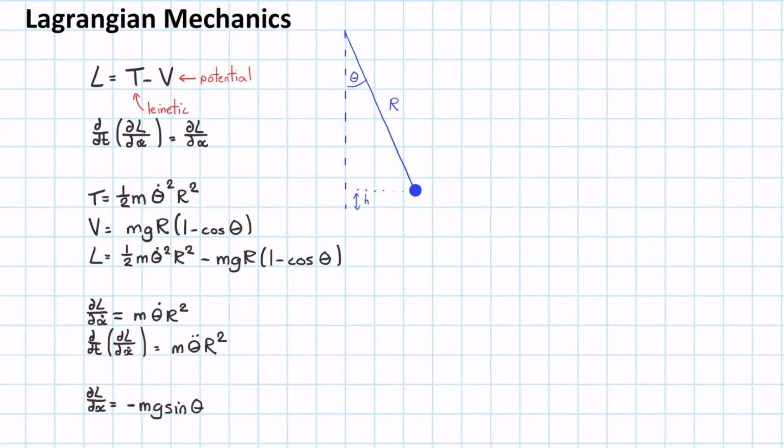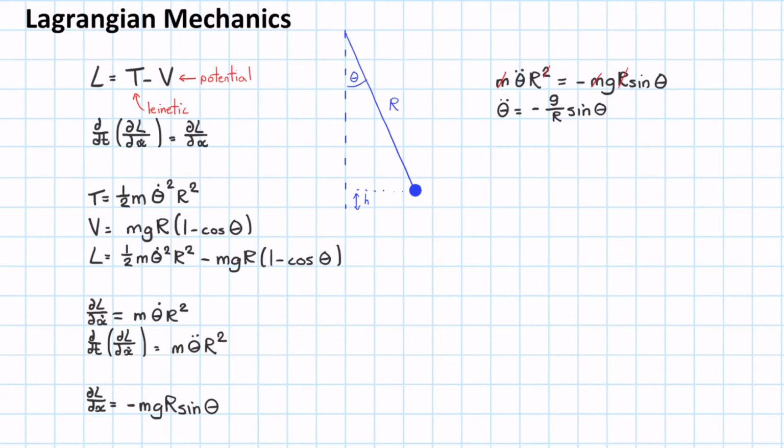So, now we know that these two terms must equal each other. m theta double dot r squared equals minus mgr sine theta. And with a little bit of algebra, we get that theta double dot equals minus g over r sine theta.